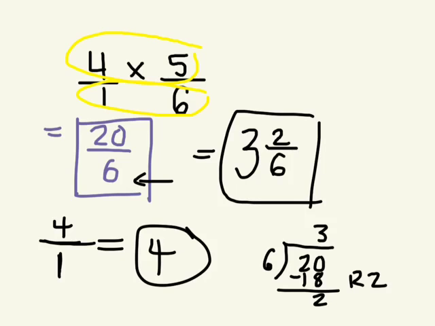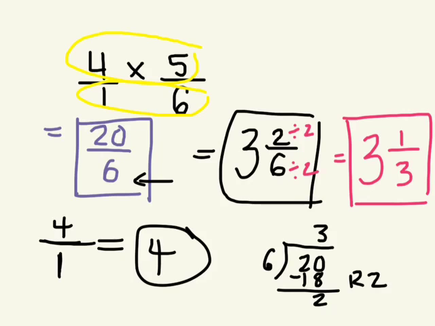Okay? And now let's put our final answer into lowest terms. What are 2 and 6 both divisible by? 2. 6 divided by 2 is 3. Good. So in lowest terms, we have 3 wholes, and 2 divided by 2 is 1, 6 divided by 2 is 3. So 3 wholes, or we can say that we have 3 and 1/3. Okay, so those are the 3 methods, and you can choose either one.